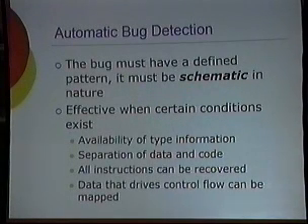Now, automatic bug detection requires a schematic for what that vulnerability looks like. So things that are easy to detect schematically are signed to unsigned conversion errors, bad API calls, format string bugs, buffer overflows.